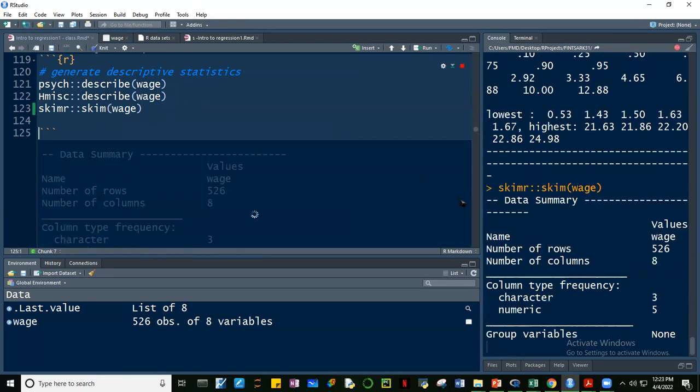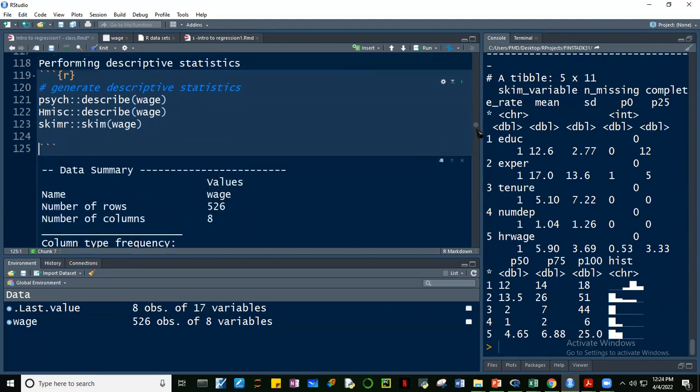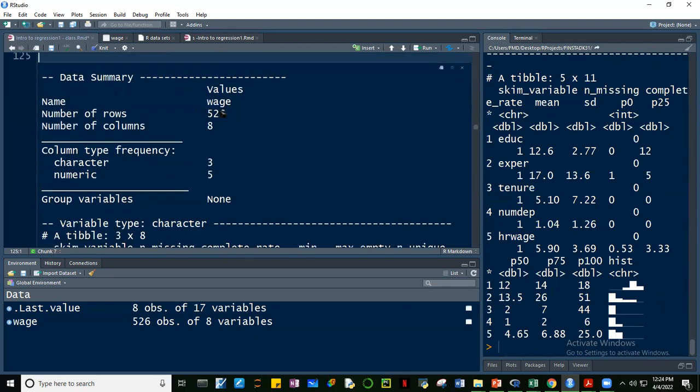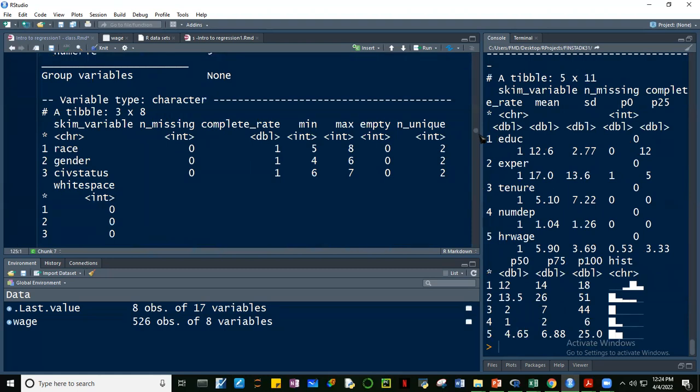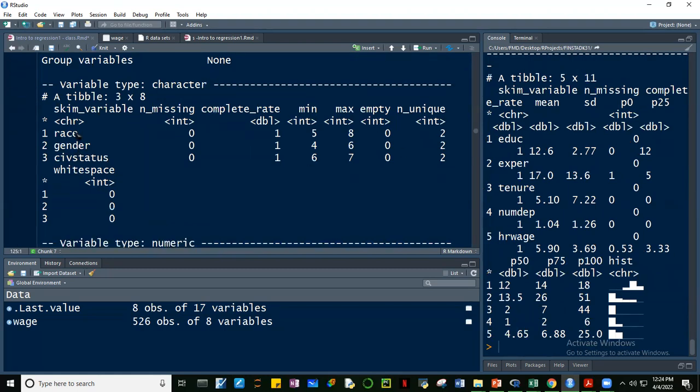Okay, so scheme R. Name, wage, rows, columns. Ilan yung character na columns? 3. Ilan numeric? 5. May naka-group ba? Wala. Okay, so here we can see yung unang-una, ang pinapakita muna, yung character muna na variables, yung race, gender, civil status. So si scheme, sineseparate niya, no? Yung mga character variables at saka yung mga numeric variables.